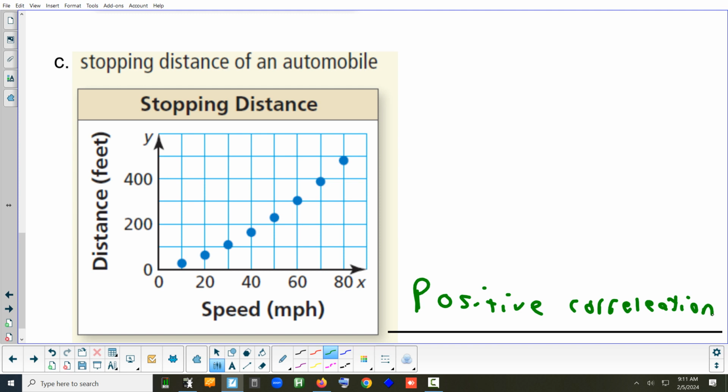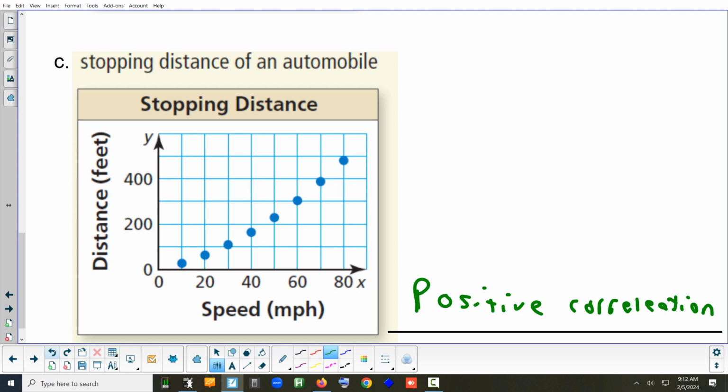Now, you could try to draw a line through it. This one is really more of a curve. Right? We're not going to really get into drawing curves. We would just draw a line the best we could. But I really think that this one is more curved than it is a line. Okay? But there's still a correlation, positive correlation.